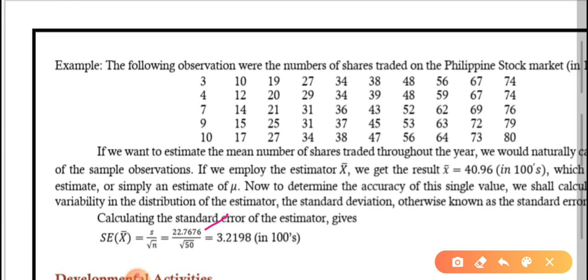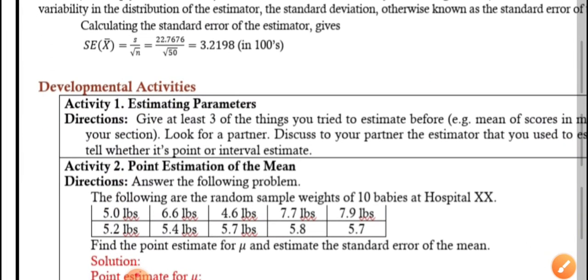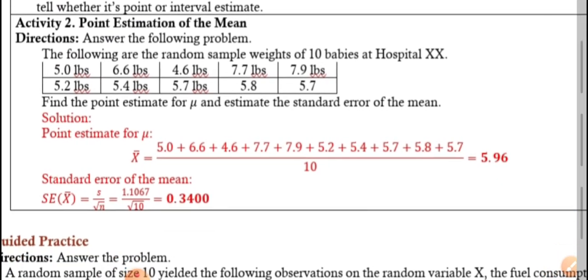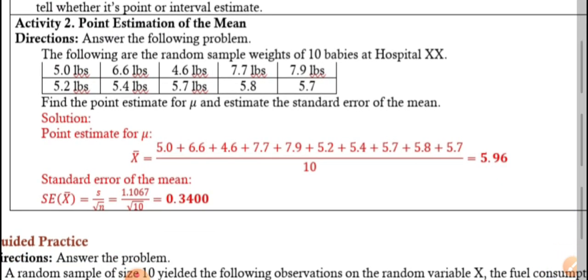Just encode your data on your Excel, then once again press FX, then look for statistics, then look for STDEV.S. Okay, 22.7676 divided by the square root of 50 is equal to 3.2198. On your developmental activity, we just have to answer the point estimation of the mean.